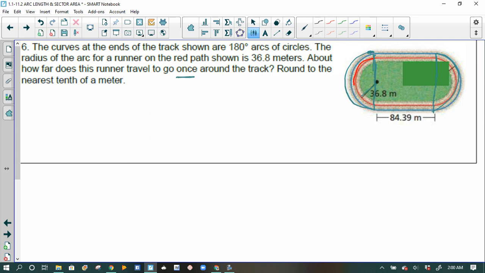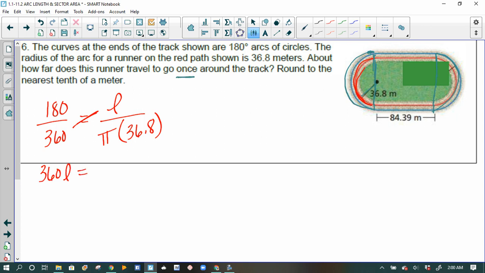So we know that that's 180 degrees. So 180 degrees over 360 is how far of the circumference? So 36.8. So we're going to cross multiply 360L. Then we're going to cross multiply this way. 180 times 36.8 pi. And we get 20809.9. And then divide by 360. So we get 57.8 meters.